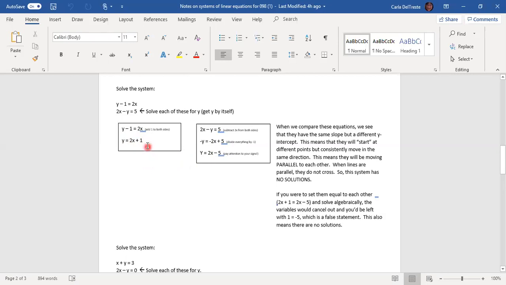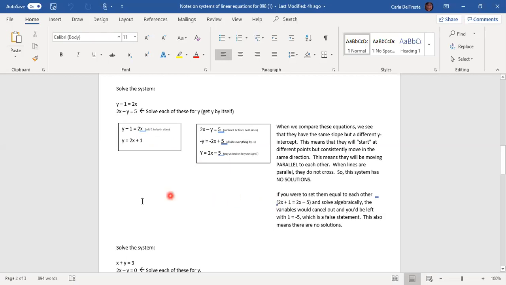If you don't recognize it from comparing the 2 equations, you can graph them. If you graphed these 2, you would see that they would run directly parallel to each other and never cross. And if they never cross, there are no solutions. If you were to do the algebra, you would set them equal to each other. So 2x plus 1 equals 2x minus 5. And when you go to solve it, you would subtract 2x from both sides, which would leave you with 1 equals negative 5, which makes no sense. 1 can't equal negative 5, so there are no possible solutions.